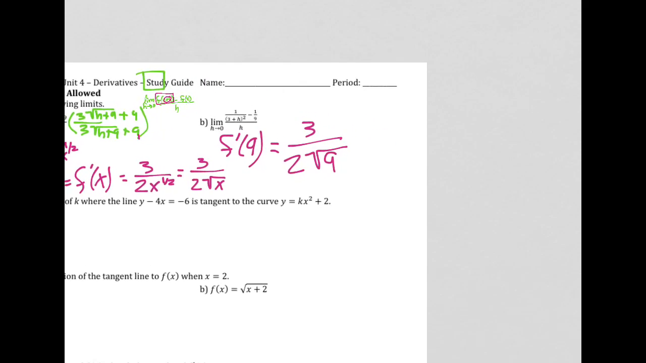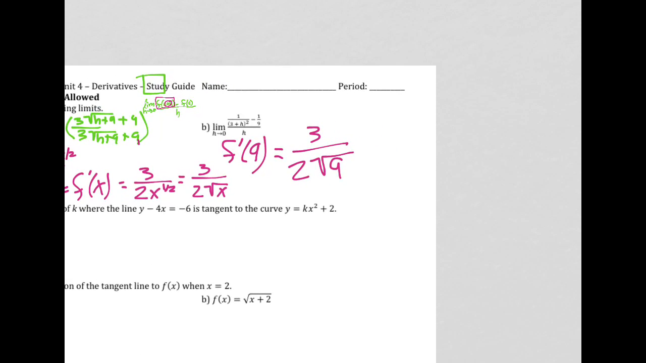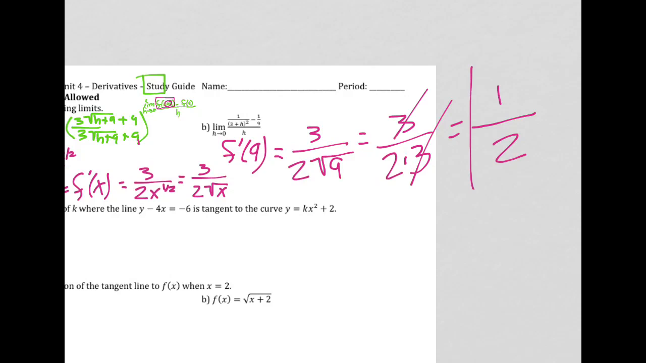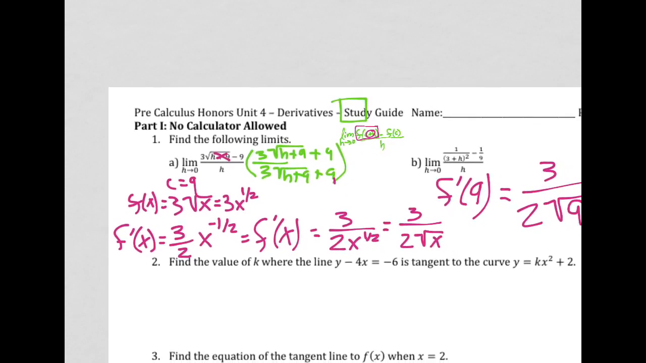The square root of 9 is 3. So I get 3 over 2 times 3, and boom, my 3's cancel. So I get 1 over 2. Don't cross off those 3's and say the answer is 2. That would be absolutely incorrect. That 2 is in the denominator, so 1/2 should be your final answer there. And if you did that the old way with the limits, you would get that same answer.